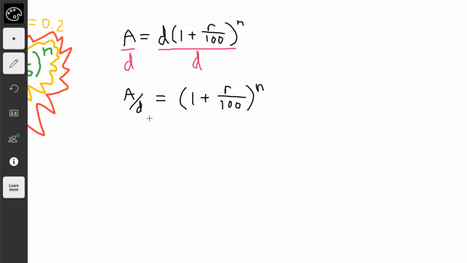There are actually 2 ways to do this. We could put it into logarithmic form. So we could do something like this and say the base is this. The base is 1 plus r divided by 100. So we do log and then base 1 plus r divided by 100. And the argument for that would be a divided by d. That's the power, it's what it's equal to. And the exponent, the missing part, is n. So this gives us an expression for n.